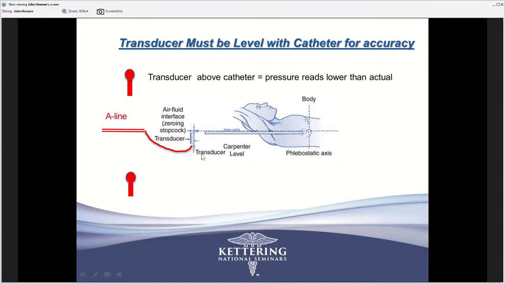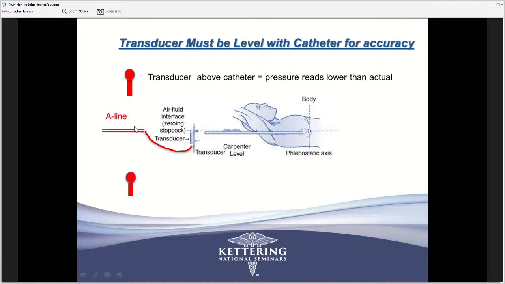So that means that this device is not going to be accurate. If you see that it says the blood pressure is 120 over 80, then that's not right. The blood pressure may be 140 over 90 because this transducer is not level with the patient's heart, or not level with the catheter, okay? So the point is, if the transducer is not level, it's not accurate.